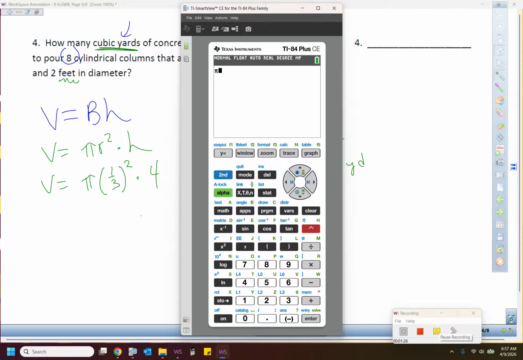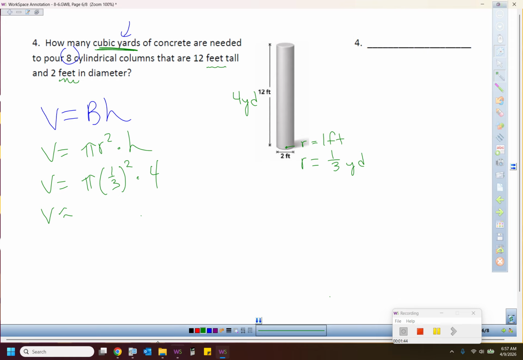And then we'll go punch this in. So I'll take pi times, putting that 1/3 in parentheses, it's got to get squared, then times 4. The volume of this one cylinder is about this. I'll write it down by rounding it, but I've got to take this times the 8. So the volume is about, was it 1.4? Yes, about 1.4 cubic yards.